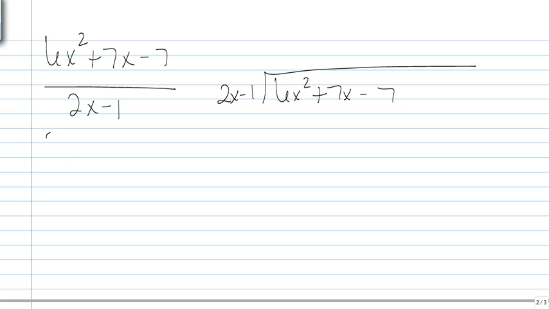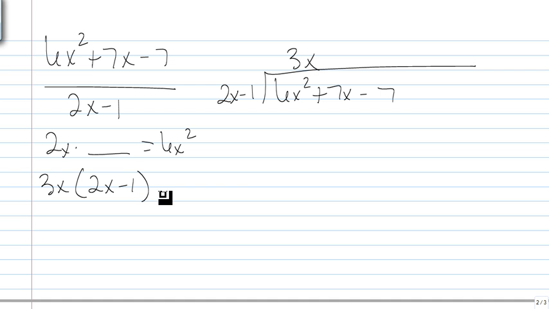Okay, so 2x times fill in my blank is going to get me 6x squared. 3x. Right. So now when we figure that out, we take that 3x that we got and multiply it by both the 2x and the minus 1. So 3x times 2x is 6x squared, and 3x times negative 1 is a negative 3x. Remember, after you multiply, you want to change your signs. So the 6 will be a negative, and that 3 will now be a positive.